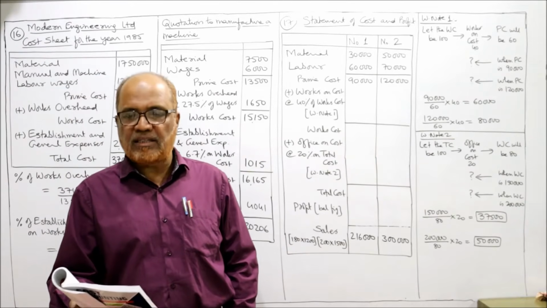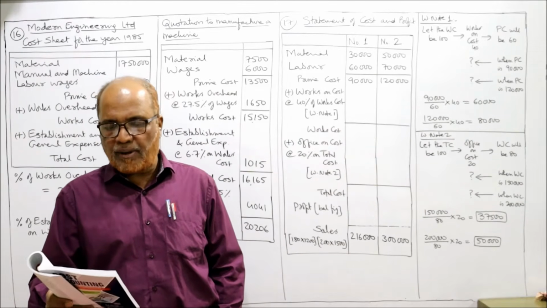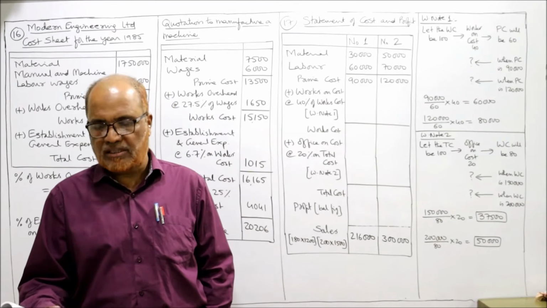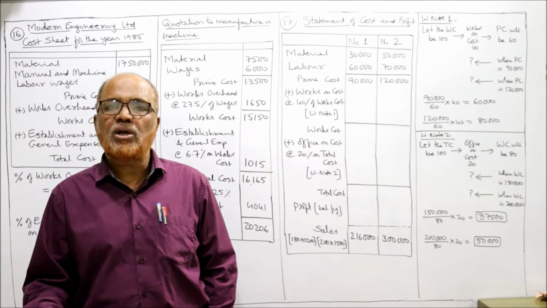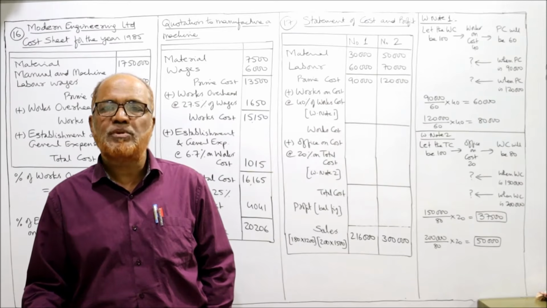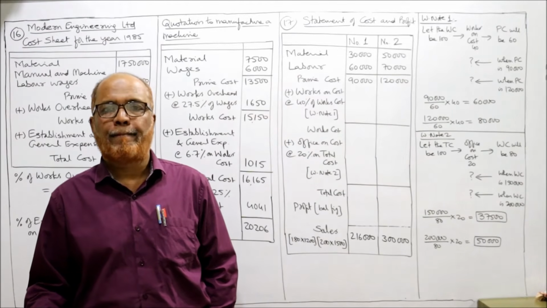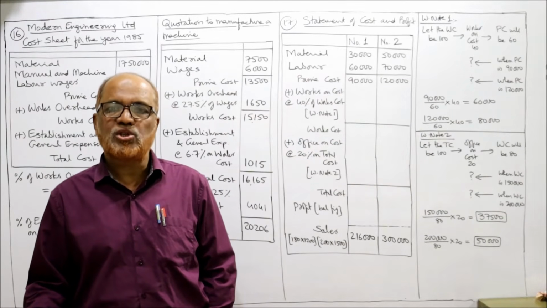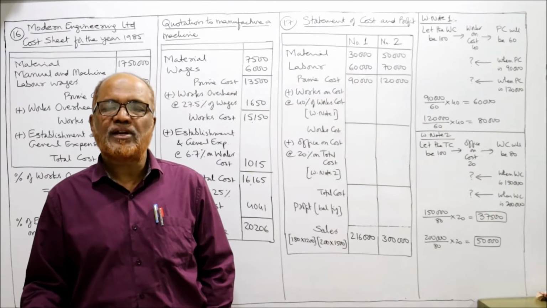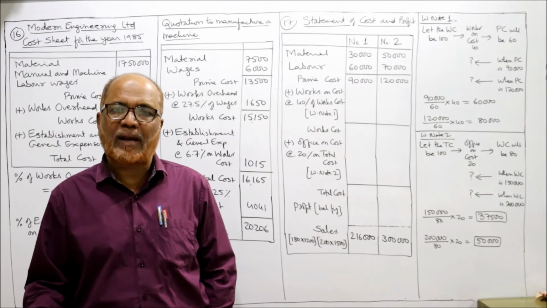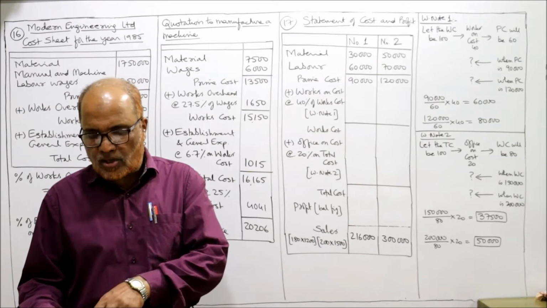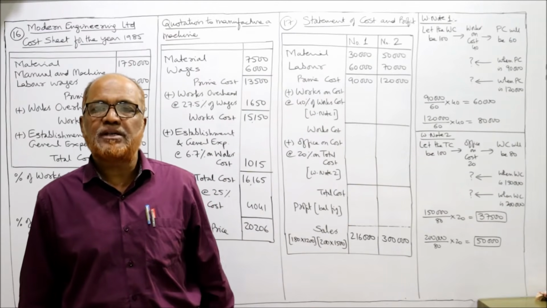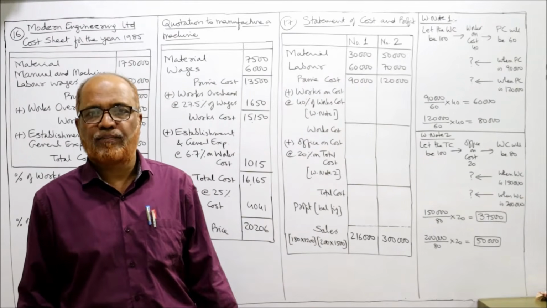Material, number 1 30,000, number 2 50,000. Labor, number 1 60,000, number 2 70,000. Works on cost. Works on cost means factory overhead. In the previous problem also we came across this concept. The works on cost or factory overhead means the same. The works on cost is charged at 40% on works cost.